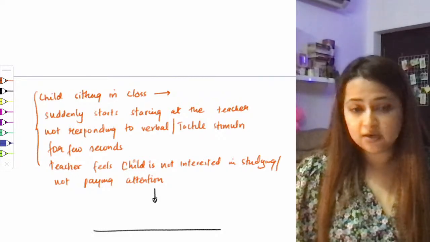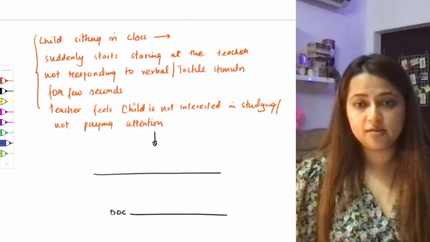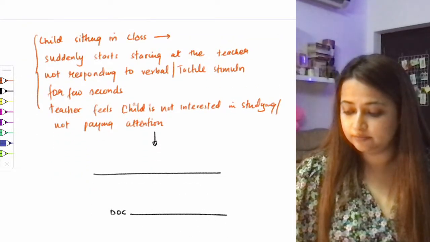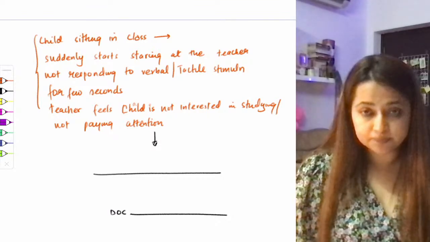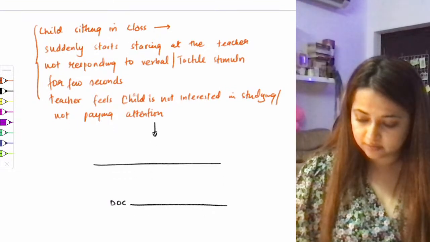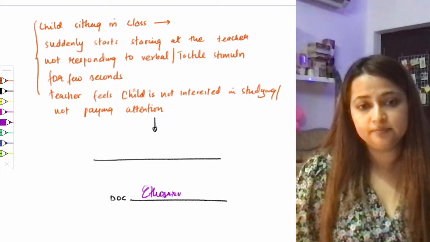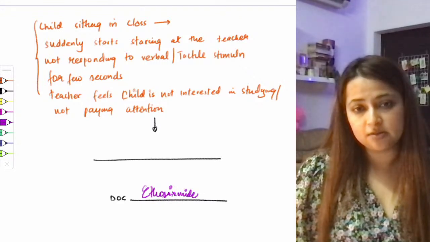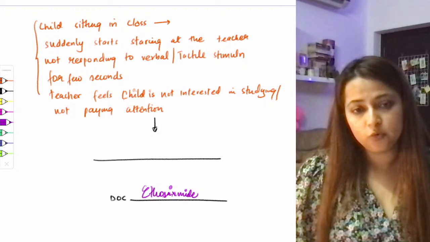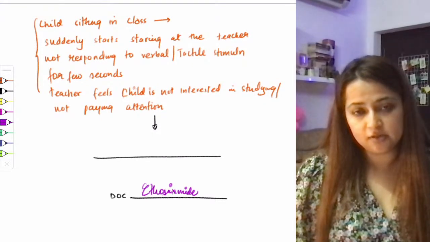All right. And what is the drug of choice for absence seizure? What is the drug of choice in this situation? What will be the answer here? The answer to this question is ethosuximide. So ethosuximide is the drug of choice for absence seizures. All right. You can give valproate also if ethosuximide is not working.